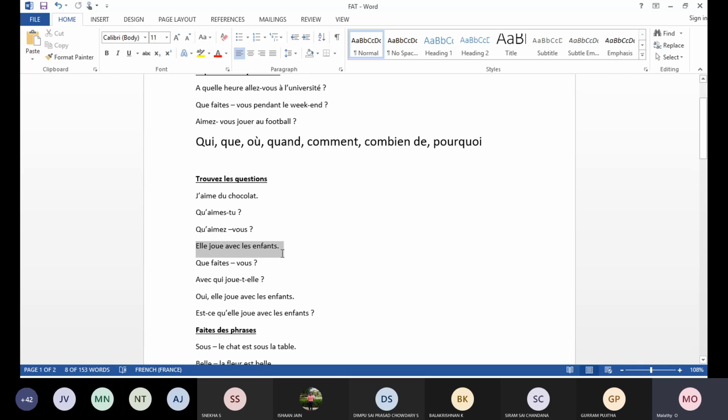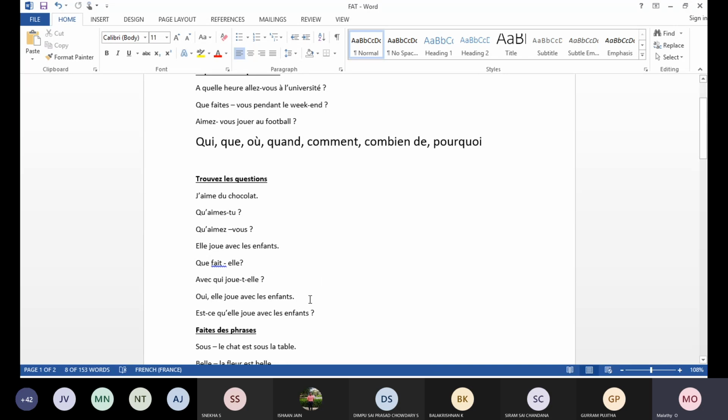And then elle joue avec les enfants. She's playing with the kids. She's playing with the children. So you can put the question, que faites-vous? What do you do? Sorry, it's not que faites-vous. To be, what is she doing? So que fait-elle? Fait-elle? Yes, what does she do? So the answer would be elle joue avec les enfants.